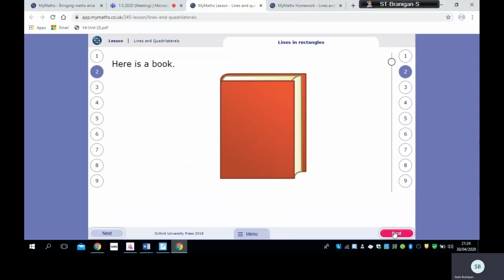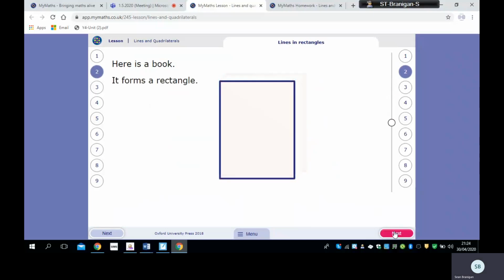Okay, this is a book, and on the front cover you can see the shape of a rectangle. It forms a rectangle. Now, clicking 2 lines which are parallel, which run alongside each other but are always the same distance apart. So I could click on these 2 sets of lines. They are parallel to each other, no matter how long they go on for. They will always be the same space apart, and also I could say that these 2 sets of lines are parallel. Okay, so a rectangle has 2 sets of parallel lines.